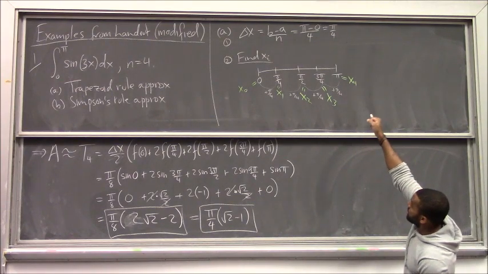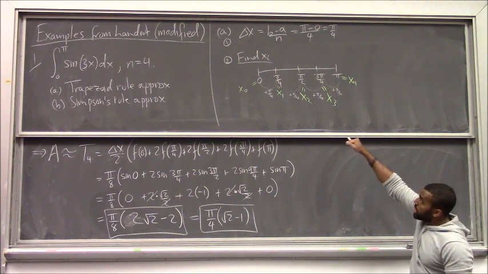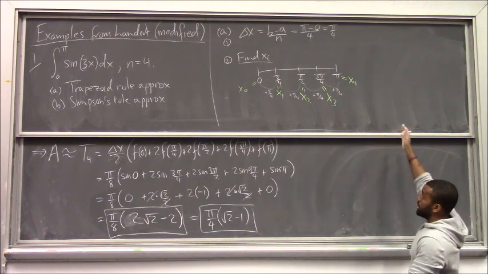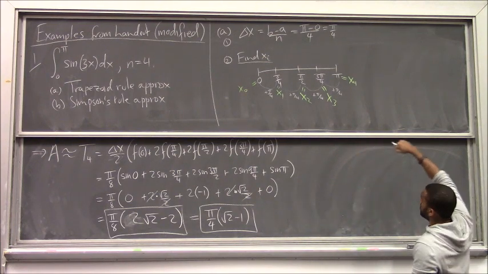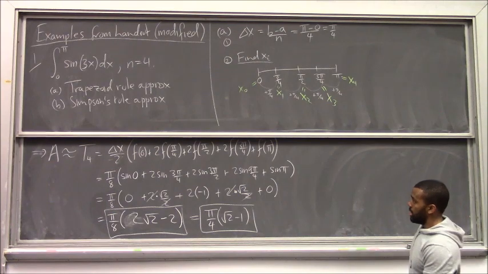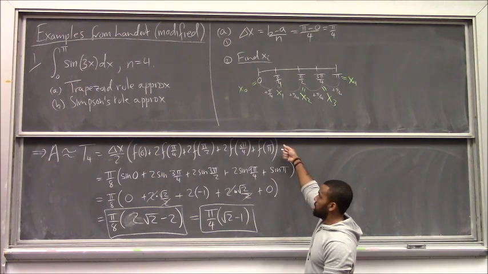So you're going to find your delta x, which is b minus a over n. You're going to find your xi. You can draw it out if you want. I like drawing it out. So you start at the a, then you keep adding delta x until you get to the last one, and then you plug into the required formula.